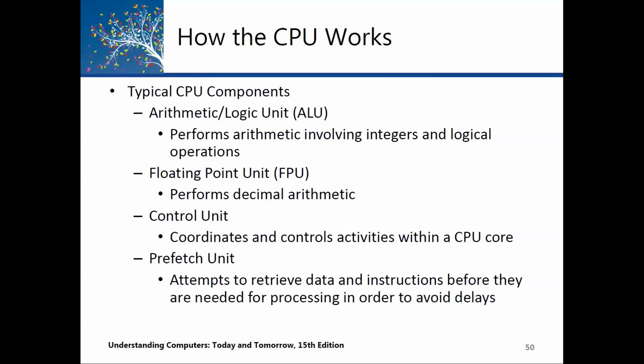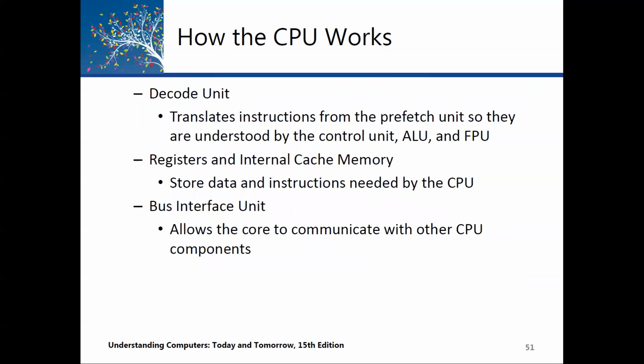Then next is the prefetch unit. The prefetch unit orders data and instructions from RAM to cache based on the current task. The prefetch unit tries to predict what data and instructions will be needed and retrieves them ahead of time in order to help avoid delays in the processing. So basically, the prefetch unit attempts to retrieve the data from the RAM to the cache memory before it is needed for processing, in order to avoid delay. So that's the functionality of the prefetch unit.